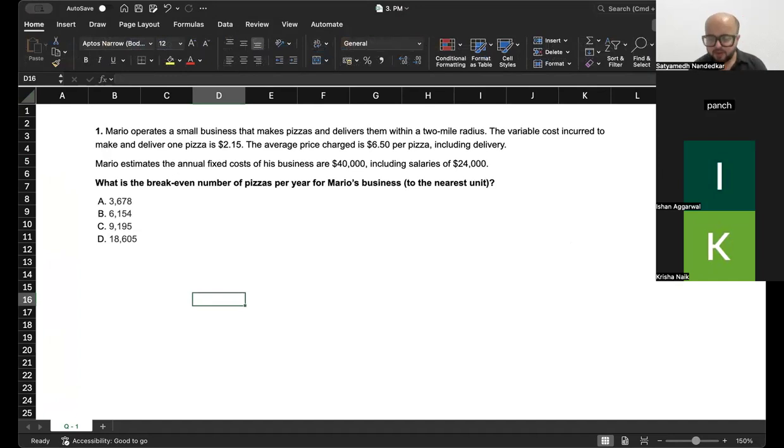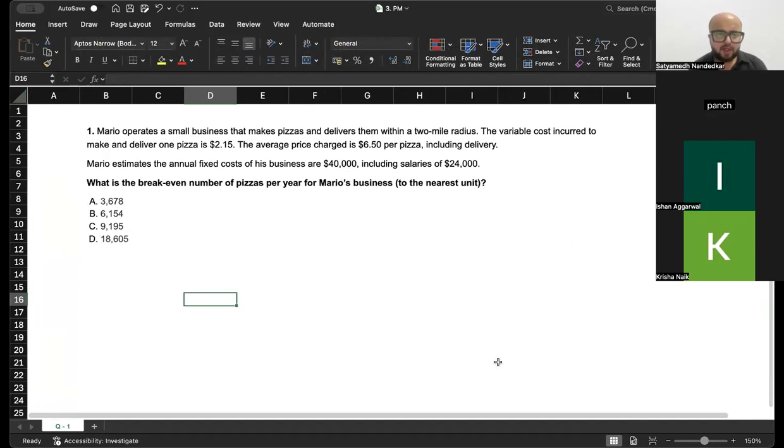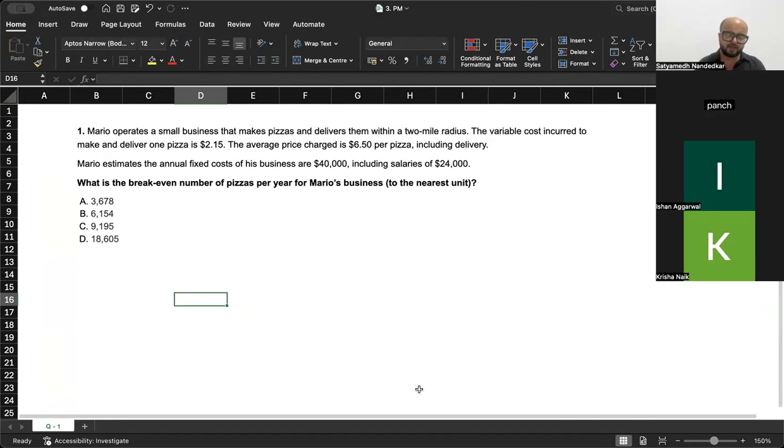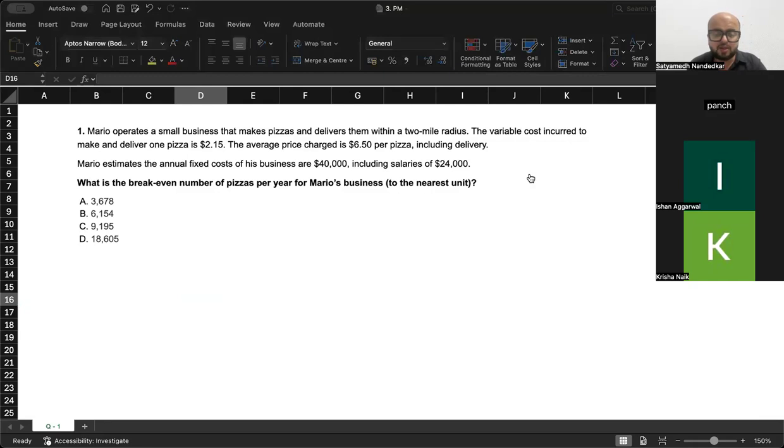Now, look at this one. Mario operates a small business that makes pizzas and delivers them to within a 2-mile radius. The variable cost incurred to make and deliver one pizza is 2.15. The average price charged is 6.5 per pizza, including delivery. Mario estimates the annual fixed cost of his business are 40,000, including salaries of 24,000. What is the break-even number of pizzas per year for Mario to the nearest unit?